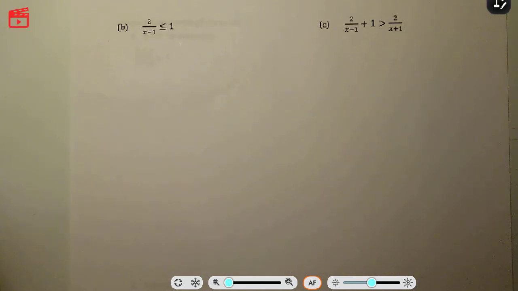Bumping up the challenge a little. Okay, so notice we now have a fraction. That makes things a little more interesting because we bring in the possibility of having our answer or critical value make something undefined. Okay, so that's the challenge we bring in when we bring in fractions. But sort of the same idea happens.